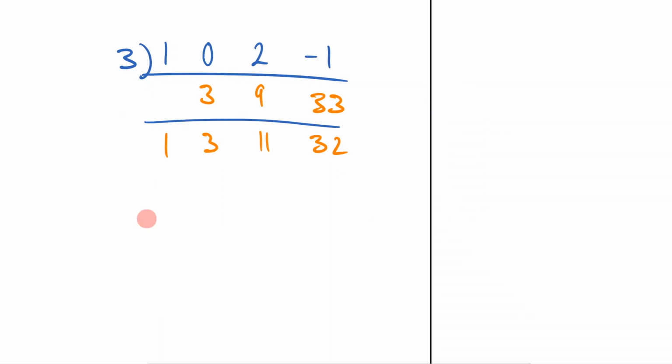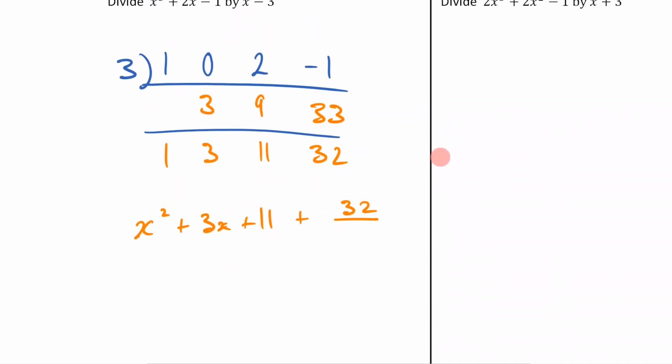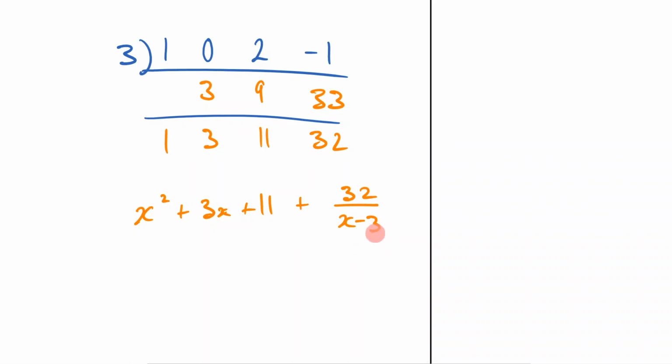So that means I'm going to get x squared plus 3x plus 11 plus 32 on my remainder. So it's 32 is my remainder. So it's going to be 32 on x minus 3. So again, it's really important to realize that your last term here is your remainder. Can I write this like this? Is my remainder.